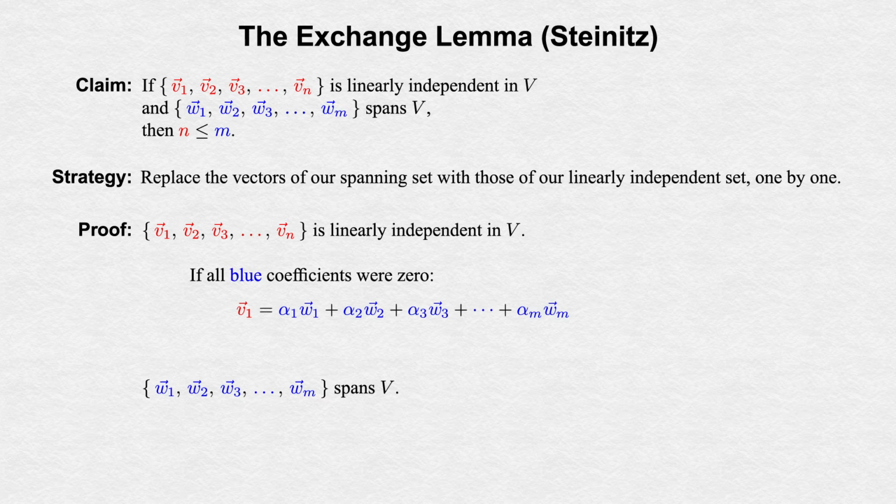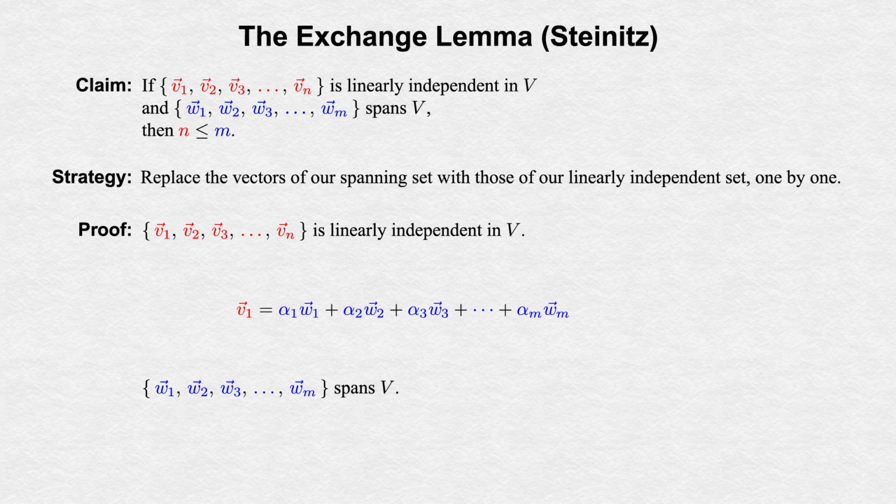Then all of the blue coefficients are 0, giving the equation v1 equals the zero vector. This is impossible because it's a non-trivial linear relation on the vectors of our linearly independent collection. You might also remember that a linearly independent collection can't contain the zero vector, and this is why.